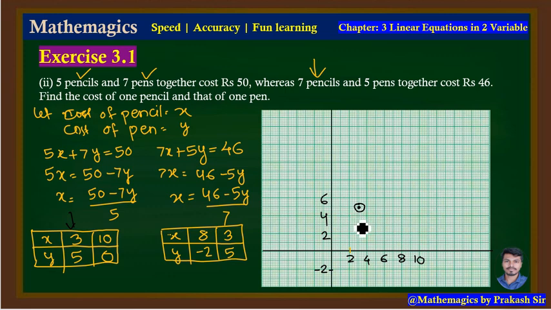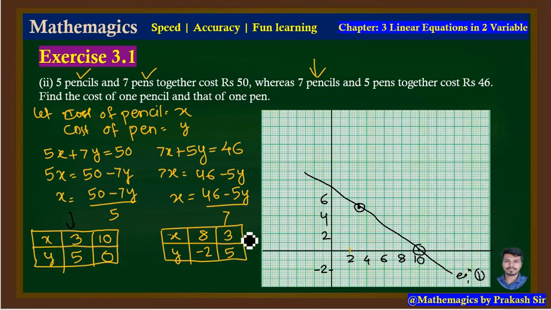Now the second one is x is equal to 10, y is equal to 0. It means it lies on the x-axis. So here we are going to join both the coordinates. And this is equation number 1.